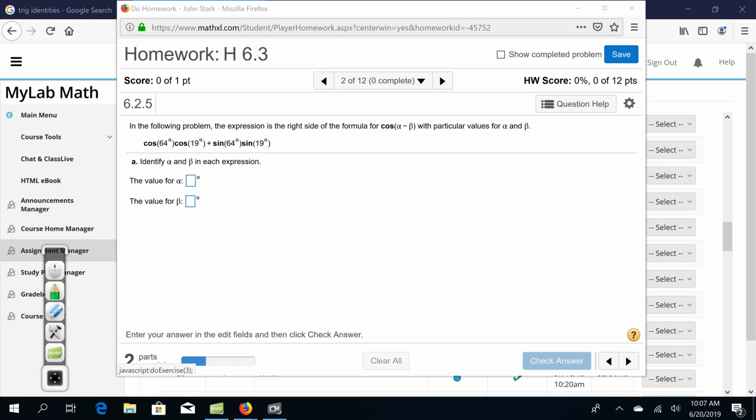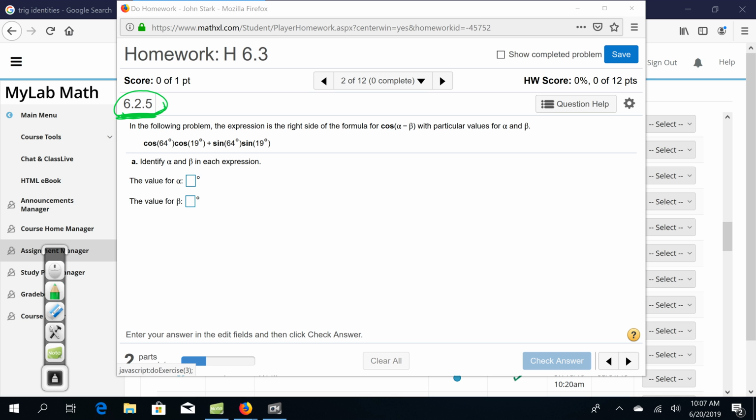All right, so this is section 6.2. Now let me point out something right here. It's going to read homework 6.3. I'm going to try to get that fixed. So just make sure when you're doing section 6.2 homework that you see 6.2.5 or 6.2 point whatever, okay? Hopefully that'll be fixed by the time you get here, but there was a problem with the course that I loaded. Nonetheless, in 6.2, we're talking about the sum and difference formulas, okay?